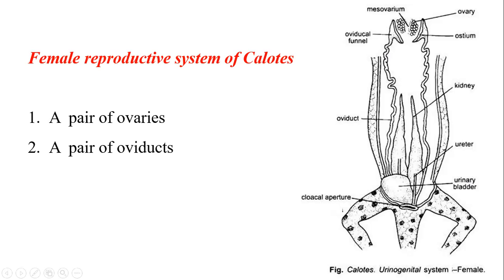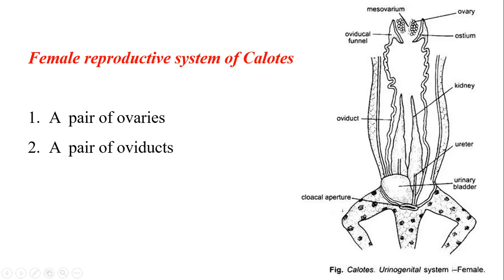The anterior end of each oviduct is broad and ciliated, called the oviducal funnel, which opens into the body cavity by an opening called the ostium. It is also labeled in the diagram. The oviducal funnel lies close to the corresponding ovary. You can see in the diagram, near the right ovary the right oviducal funnel is present, and near the left ovary the left oviducal funnel is present.